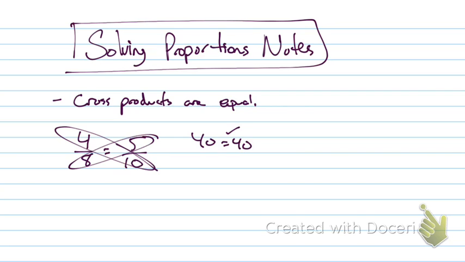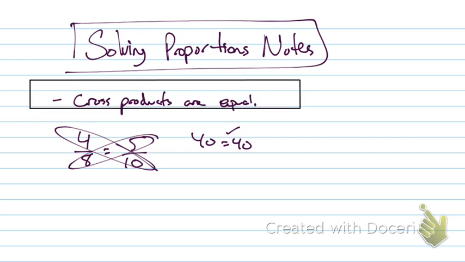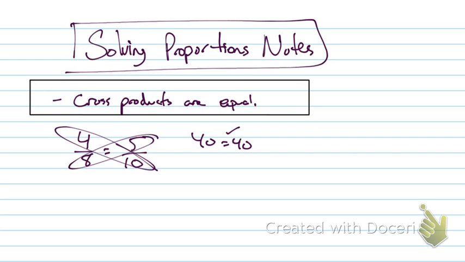All right, so what we're doing, because we're doing algebra, is we're extending that property to solve for variables. But it all goes back to this. Cross products are equal when we have a proportion.